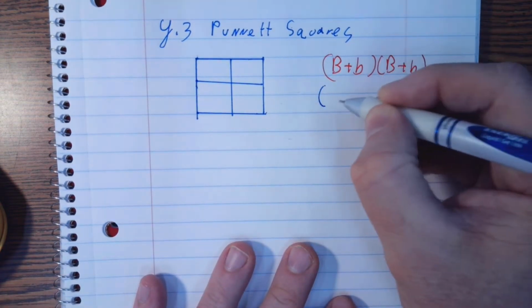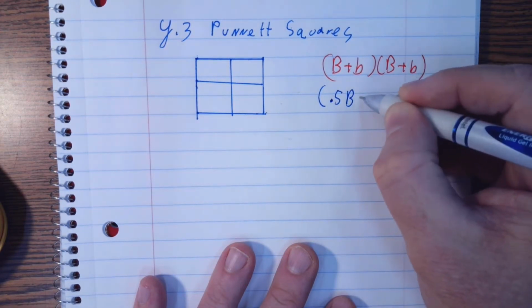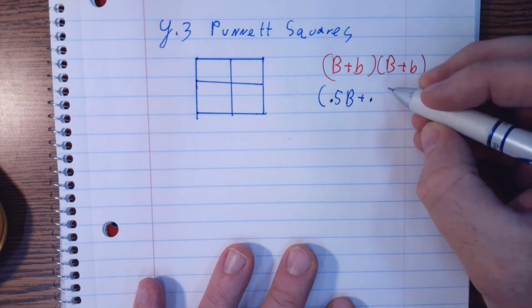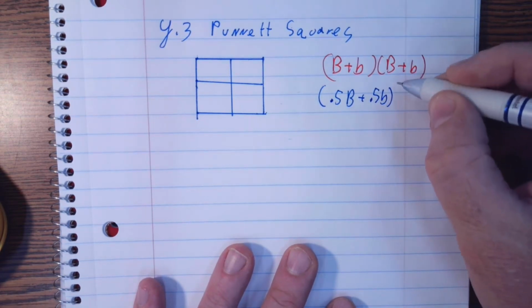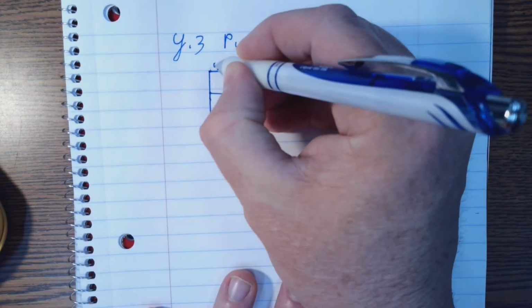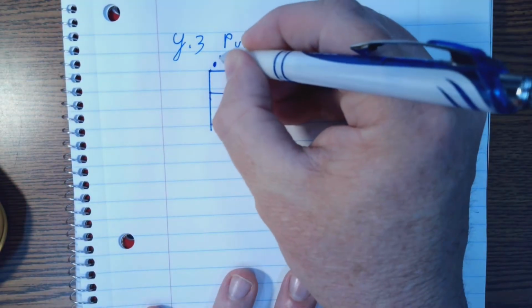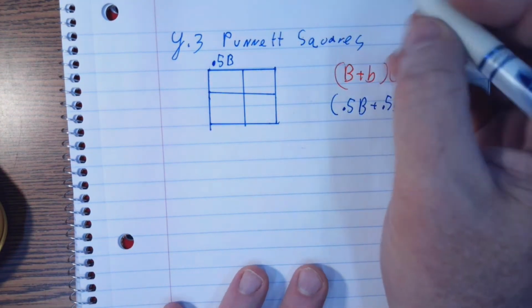Actually, let me change this a little bit. Let's put a 0.5 in front of it, because that's how we're going to do it in statistics. And I'll show you how that's going to work. 0.5, and we're just going to square that. So I'm going to put this 0.5b. And in this case, these are going to be different variables.